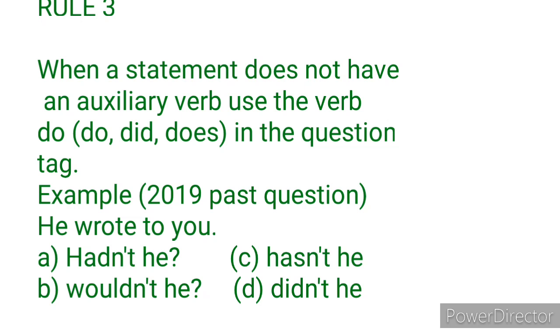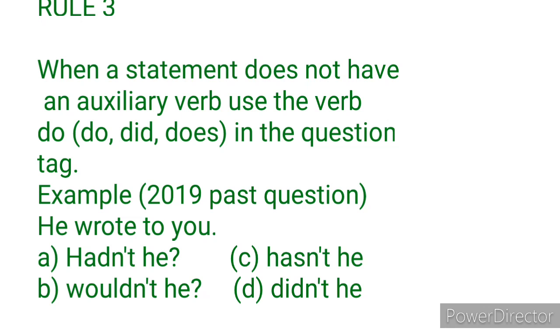So these are the 3 rules of answering questions on question tag. They are very simple, right? Yes, they are very simple. If the statement contains not, the question tag will not contain not. If the question tag contains not, the statement will not contain not. That's the number 1 rule. The second rule, the tense of the auxiliary verb in the statement determines the tense of the question tag. If the auxiliary verb in the statement is in the present tense, then the auxiliary verb in the question tag will also be in the present tense.